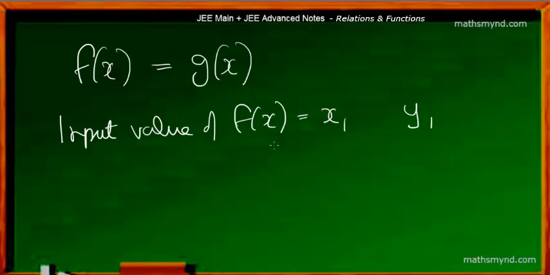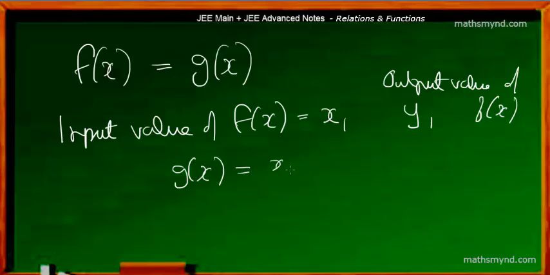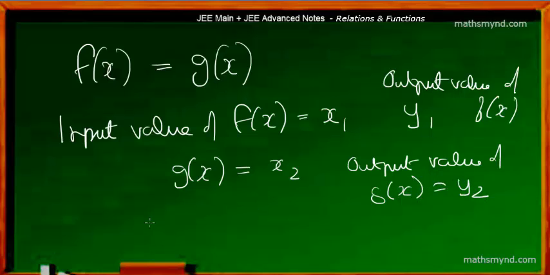So if the input value of f of x is x1 and the output value of f of x is y1, and that of g of x, the input value is x2 and the output value of g of x is y2, then equal functions mean that x1 is equal to x2 and y1 is equal to y2. So what's the difference? The difference is in the process.